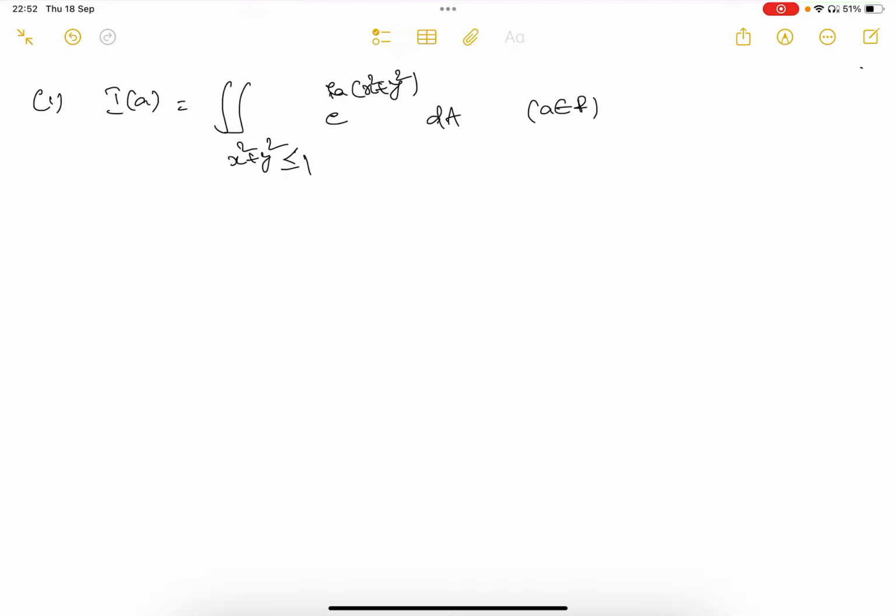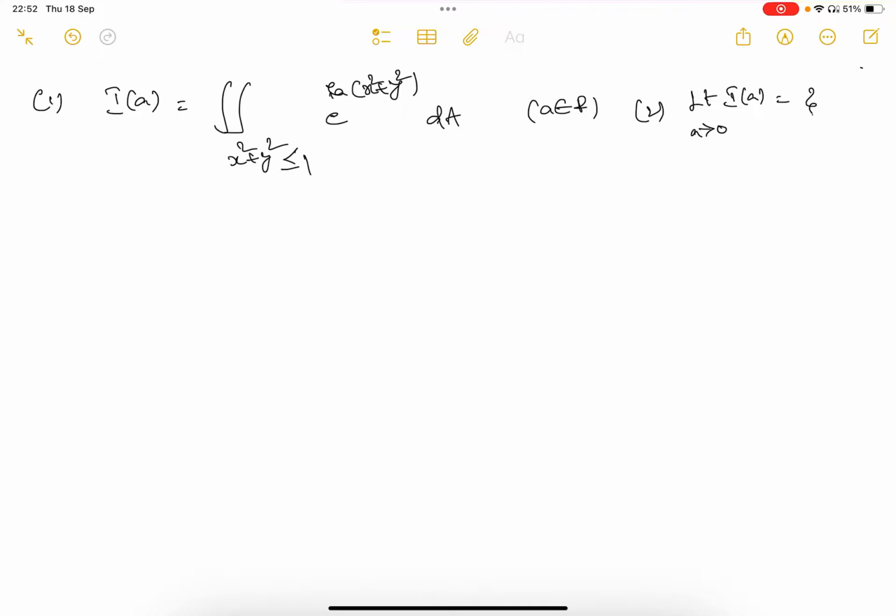Hello, let's evaluate two problems today. That is, I of a equal to the double integral over x square plus y square less than or equal to 1 of e power ia into x square plus y square dA, and here a belongs to R. The second case is the limit a tends to 0 of I of a.